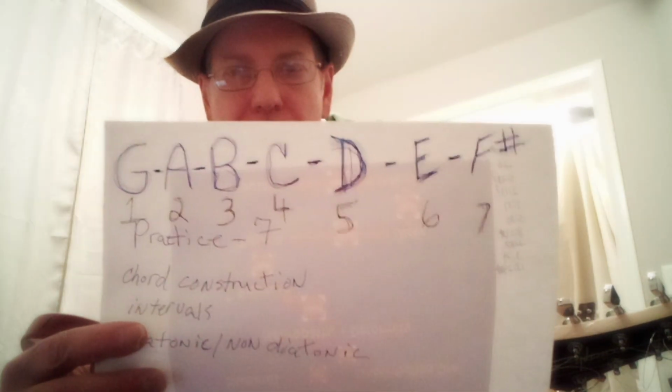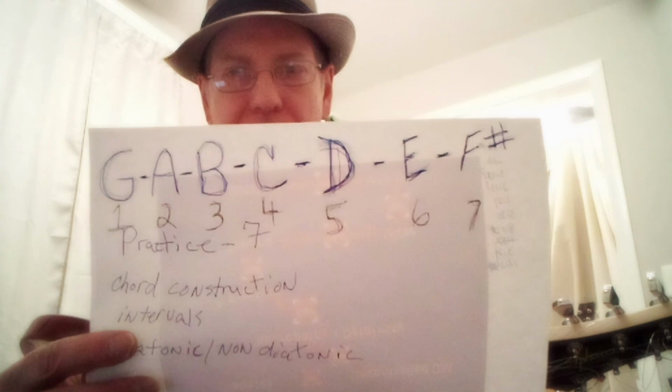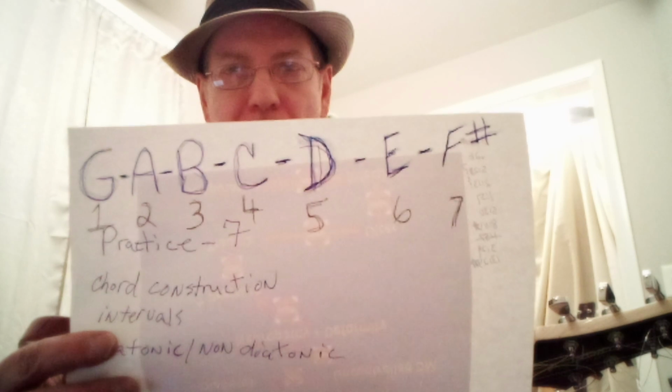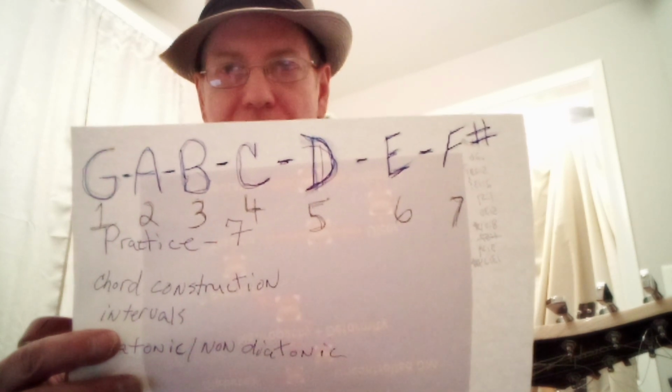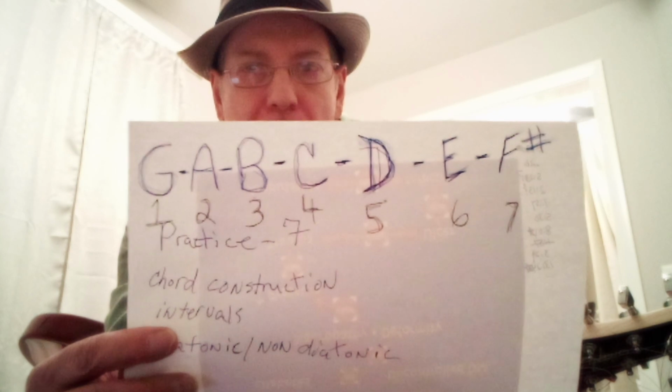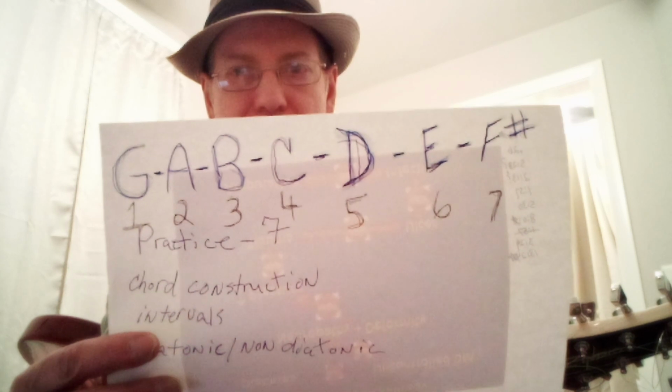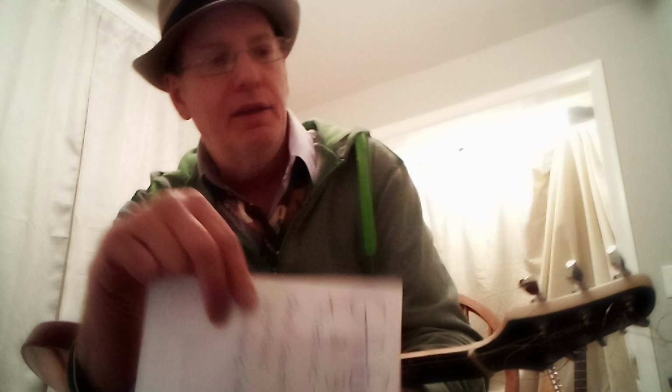If you write those down, I want you to label them 1 through 7, starting with the G as 1 and the F sharp as 7. Label them 1, 2, 3, 4, 5, 6, and 7. We label them that way because that's what they are, the scale degrees. And the reason that's important is because when you take the 1st, the 3rd, and the 5th of the G major, you get the notes G, B, and D. That's a G major triad.